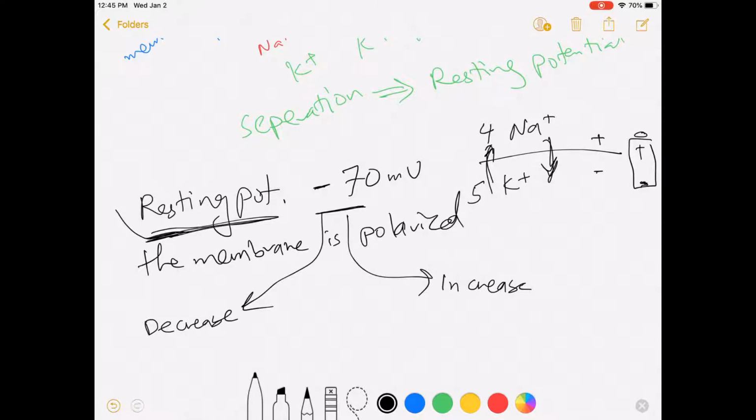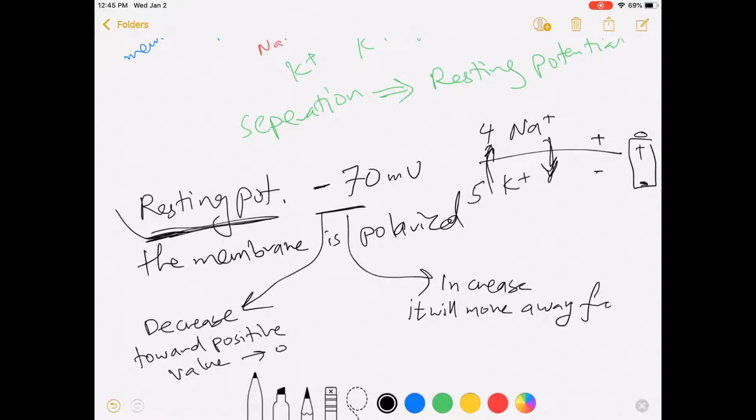Now, decrease means the value would move toward a positive value, that is towards 0. Whereas increase means it will move away from 0. So it might turn into minus 90 or something.